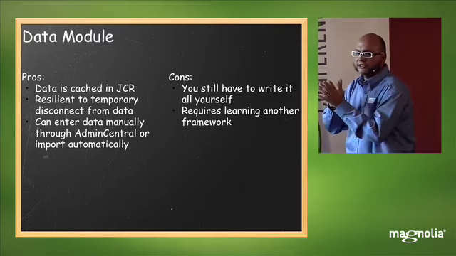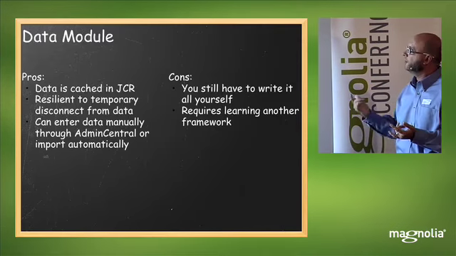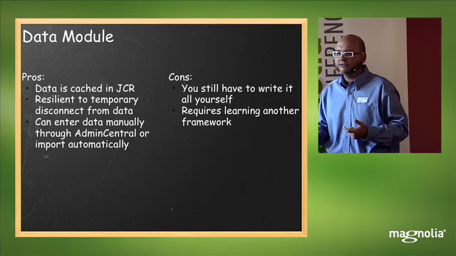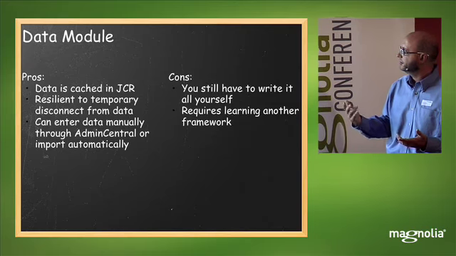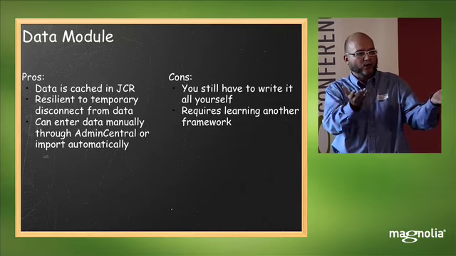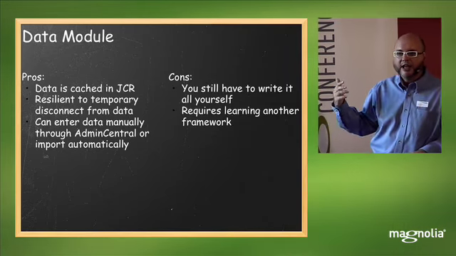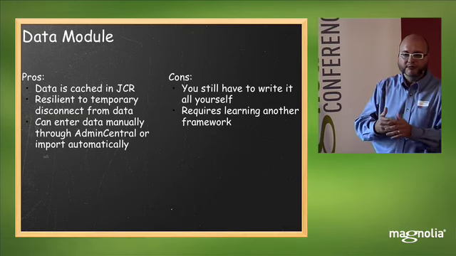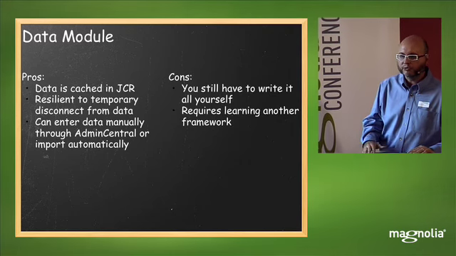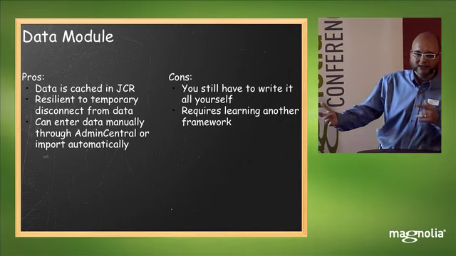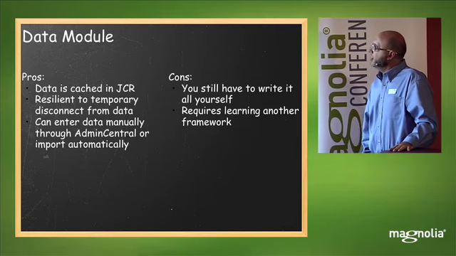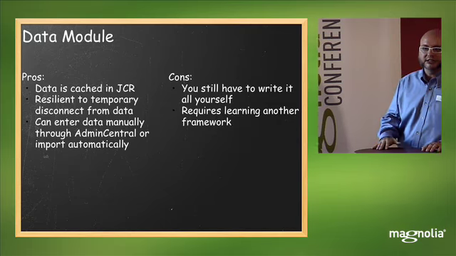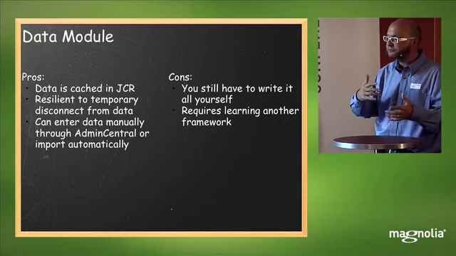So for the data module, it has various pros and cons as well. The data is cached in the JCR, and as a result, it's resilient to temporary disconnects from your data source. If we had built our department directory using this, it wouldn't matter so much if we weren't able to access the data because it would still be in the Magnolia repository, and we would just not have fresh data until that connection were restored. You can enter data manually through Admin Central or import data automatically. So you have various ways of getting data into the system.